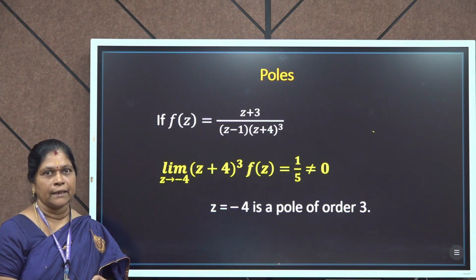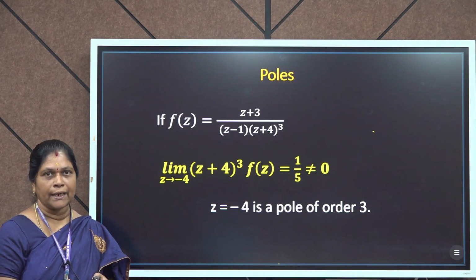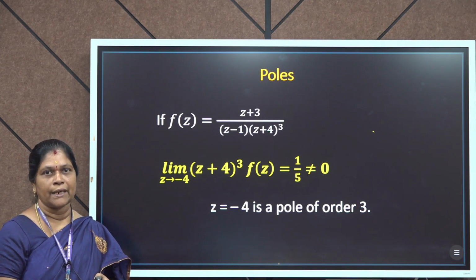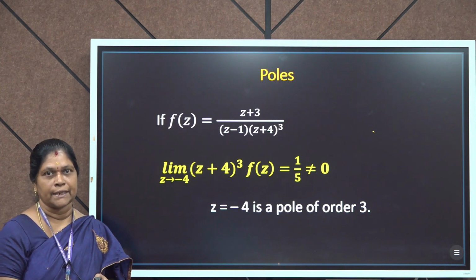Let's summarize. In this video, we have seen what we mean by singularity and the different types of singularity, that is, removable singularity, essential singularity, non-isolated singularity, isolated singularity and poles for the function f of z. Thank you.